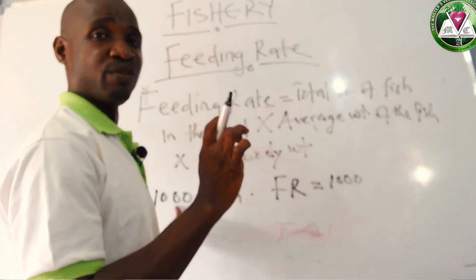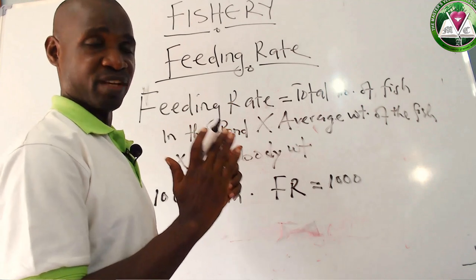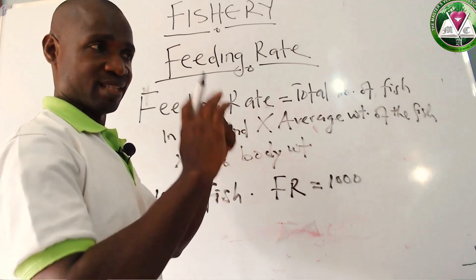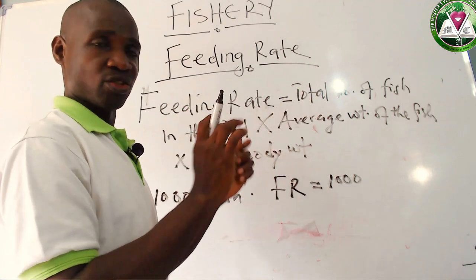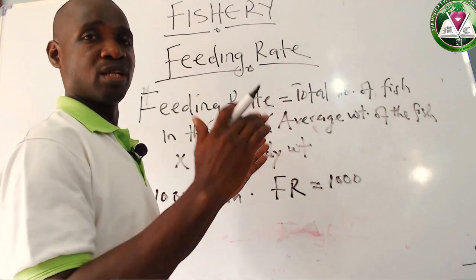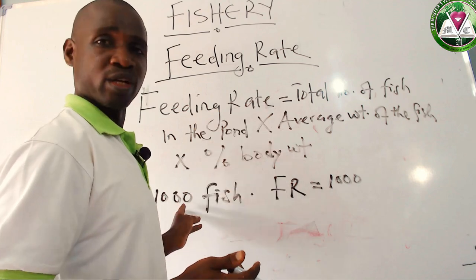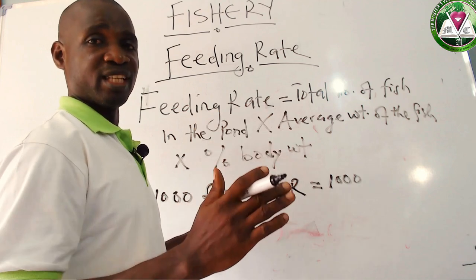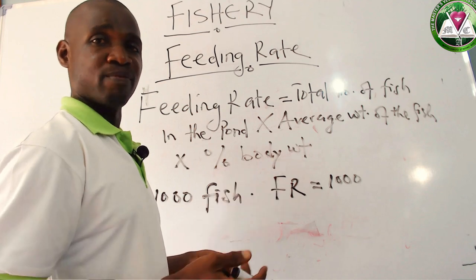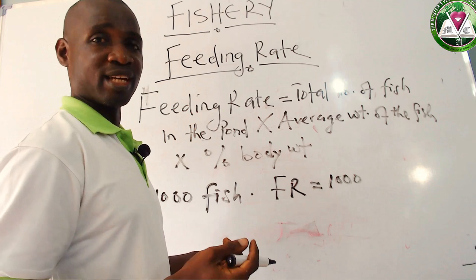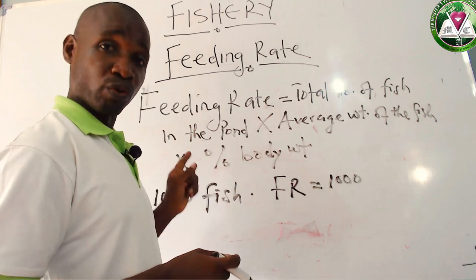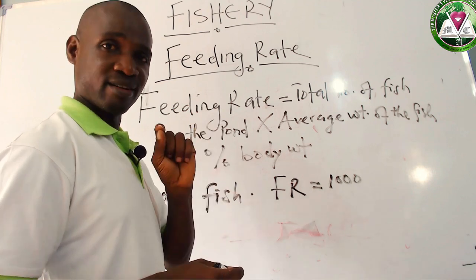That 10 gram means the fish is very small. It's fingerling size. That's the average weight. You look at the whole fish and take the average. You can just sample about 20 fish out of this 1,000, weigh them, and divide by the number sampled. It can give you the average weight of the fish. Let's assume that the average weight of your fish in that pond is 10 gram.